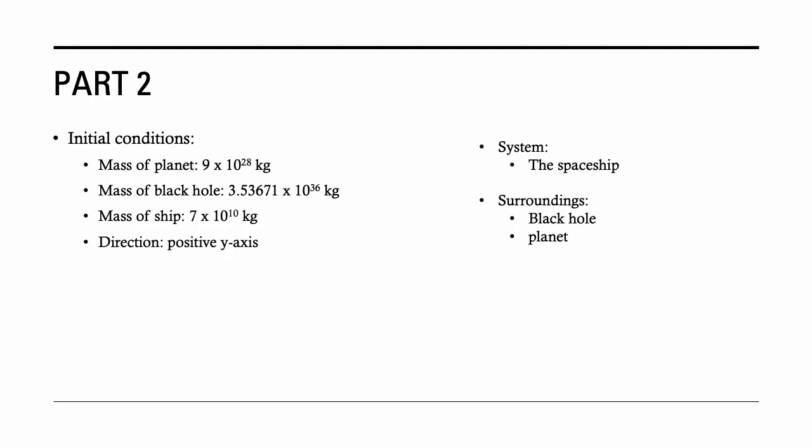Part 2. The initial conditions are as follows. The mass of the planet is 9 times 10 to the 28th kilograms. The mass of the black hole is 3.53 times 10 to the 36th kilograms, and the mass of the ship is 7 times 10 to the 10th kilograms. The direction is in the positive y-axis. The system for this problem is the spaceship, and the surroundings are the black hole and the planet.